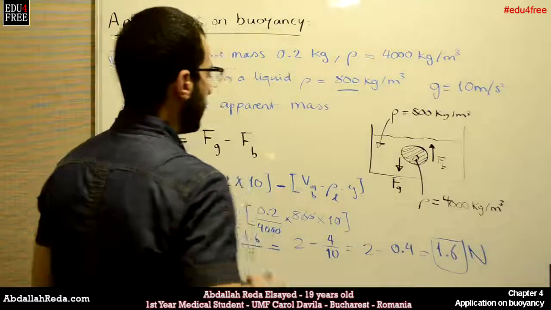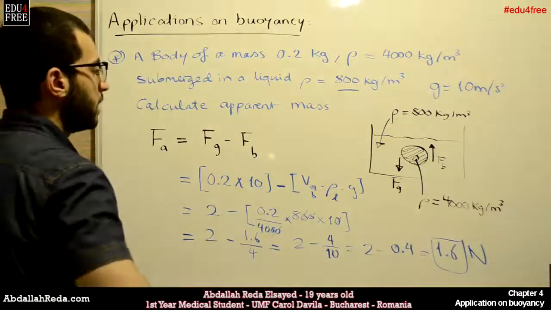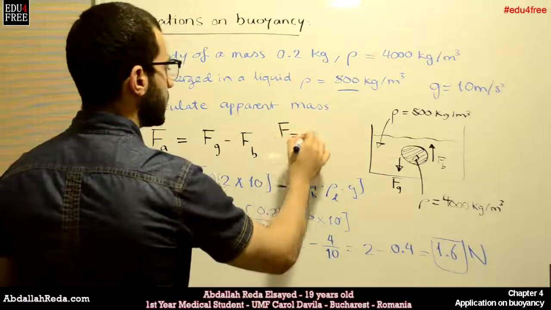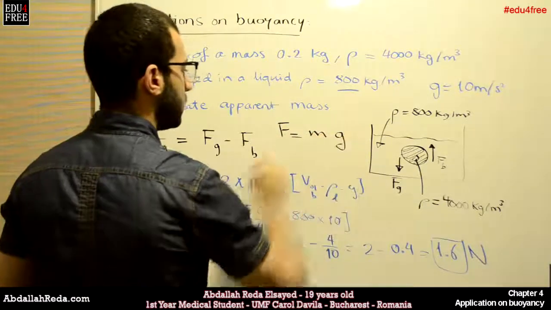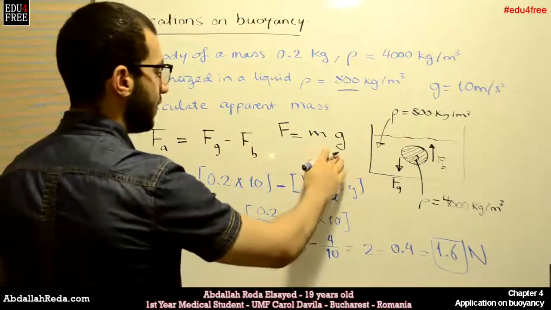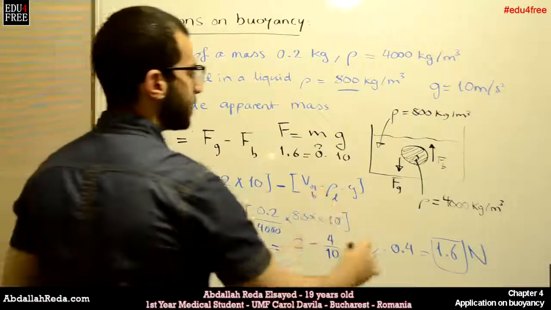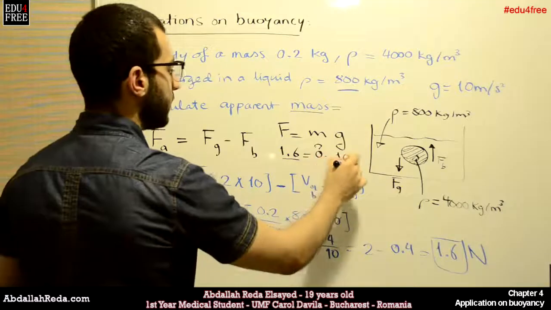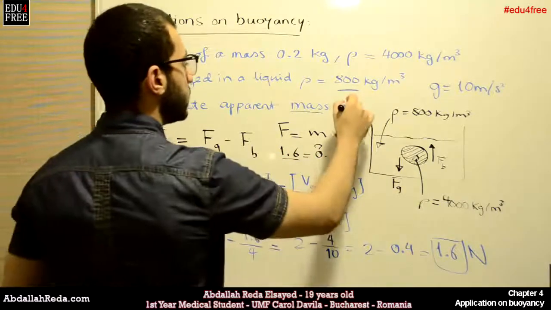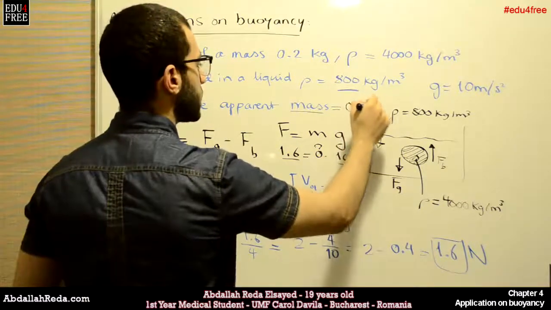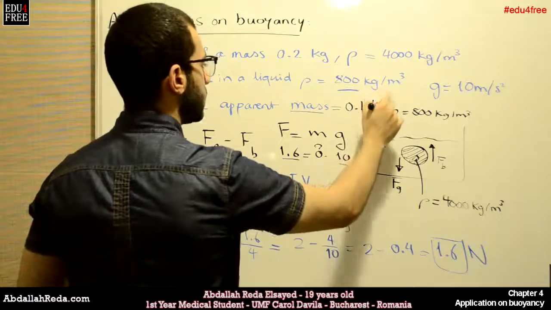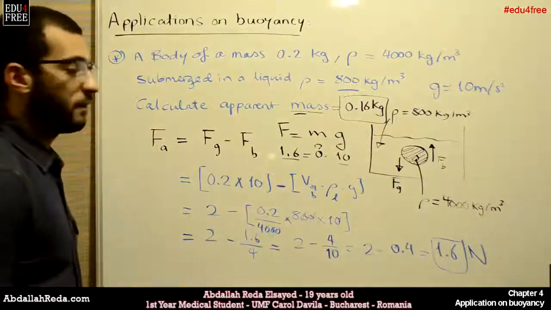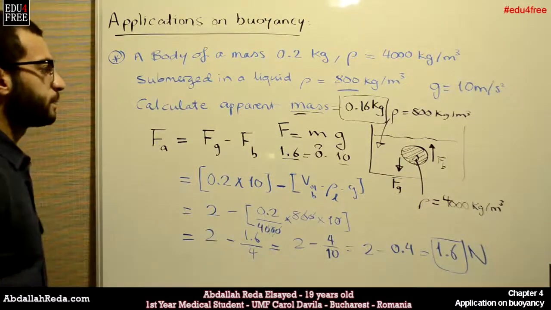So we know that the weight F equals mg, the mass multiplied by the gravity. So the mass will equal 1.6 divided by 10, which gives us 0.16 kilograms. And this is the apparent mass of the object.